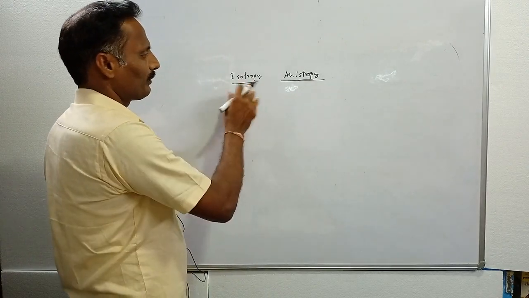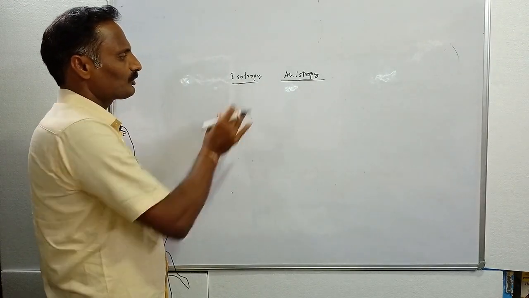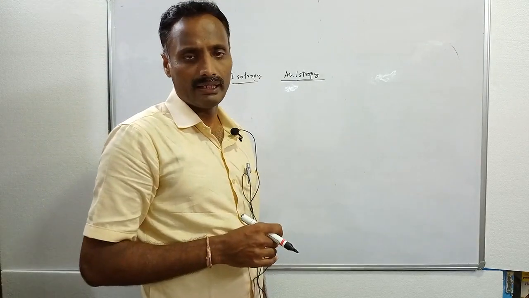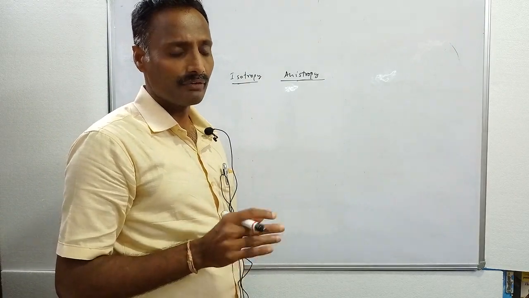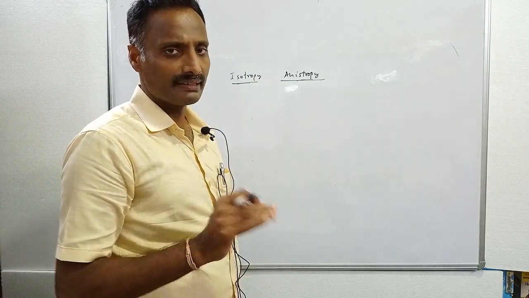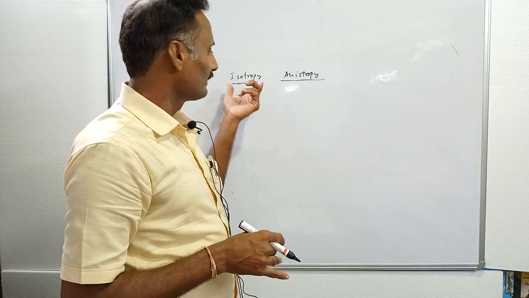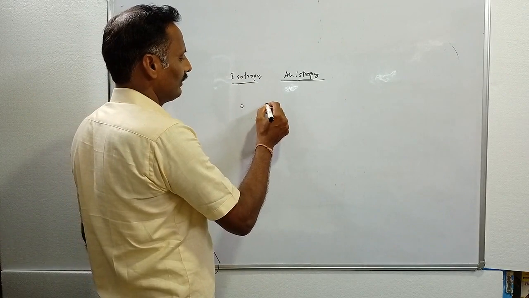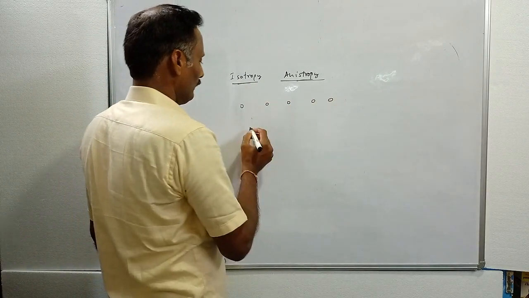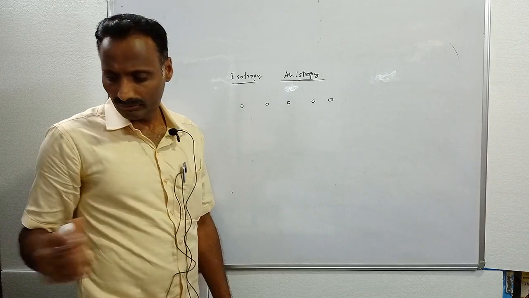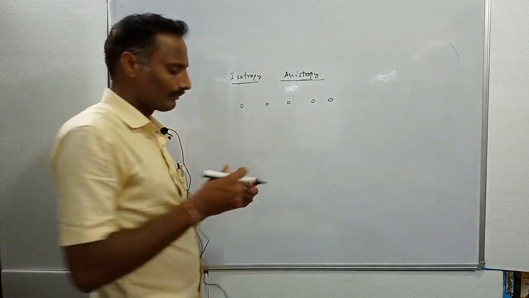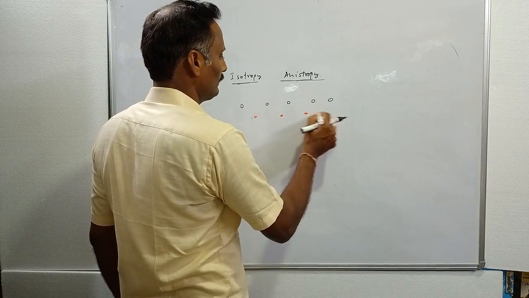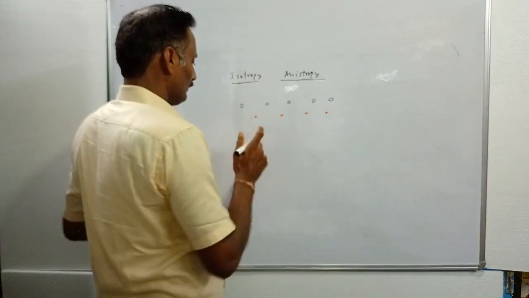Then what is meant by isotropy and anisotropy? Isotropy means the physical properties like refractive index, electrical conductivity and thermal conductivity have the same values when measured in different directions. For example, this is a crystal, and here you have some ions, like this.